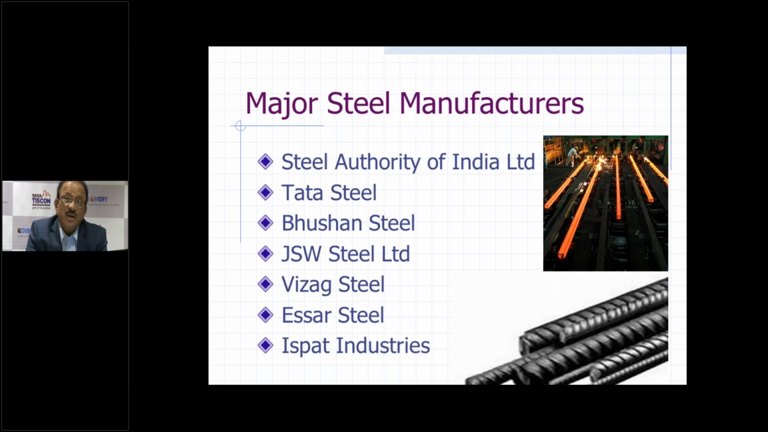Who are the major steel manufacturers in India? Of course, Tata Steel is there, Tiscon is there. They are one of the leading manufacturers. Apart from that, Steel Authority of India Limited is there. Then Bhushan Steel, JSW Steel, Vizag Steel, SR Steel, Ispat Industries, and so many other small and medium-sized players are there in India. I would not like to cover all of them, but these are a few major players who are playing an important role in the manufacture of steel.